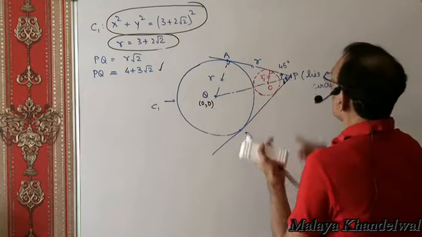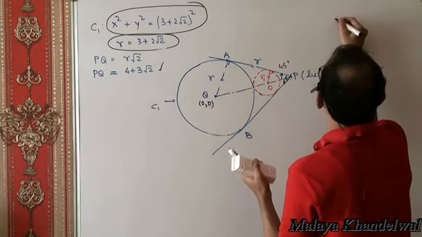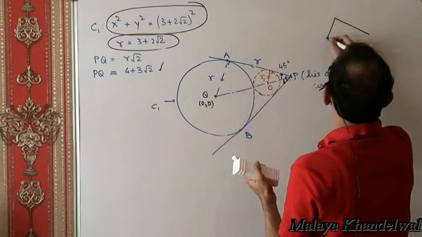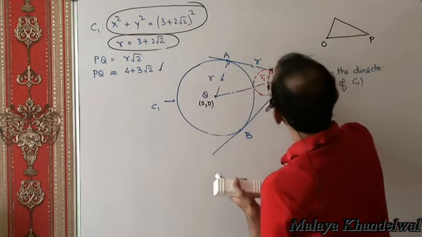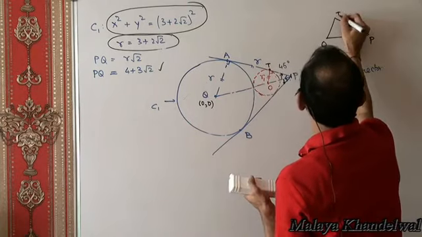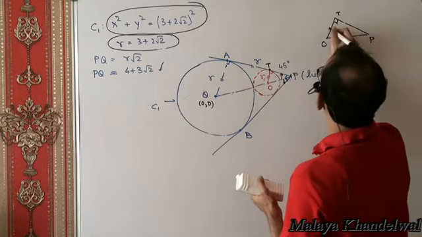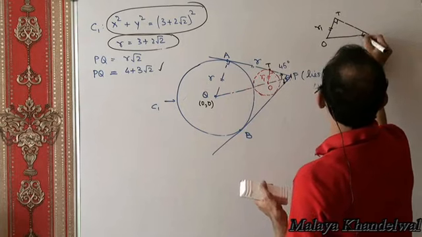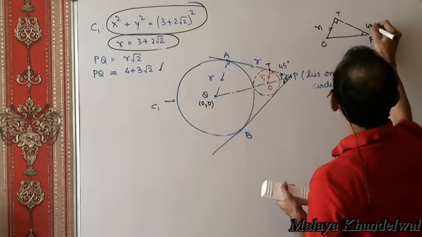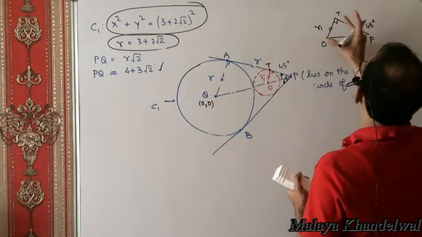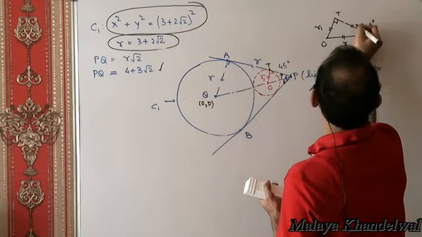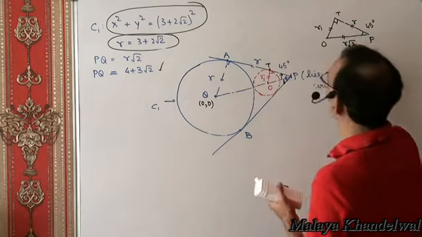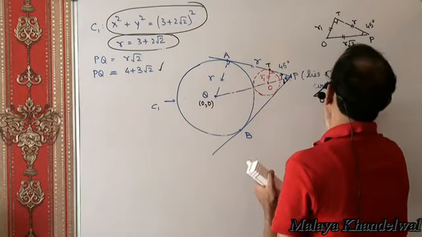Now, what is OP? Do you realize? Look at this triangle. This is P, O, and this is, let me call this T. This is 90 degrees. This is R1, and this is 45 degrees, as you can see, right? So very clearly OP would be R1 root 2.